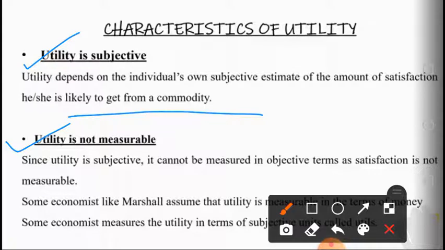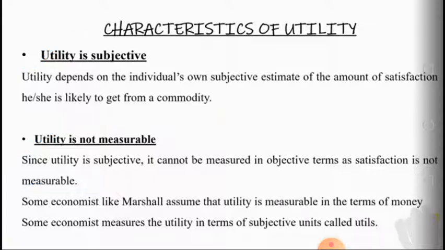Second point is utility is not measurable. Since utility is subjective, it cannot be measured in objective terms, as satisfaction is not measurable. Some economists like Marshall assume that utility is measurable in terms of money. Some economists measure the utility in terms of subjective units called utils. So the economist who advocates that we can measure utility is specifically Marshall.